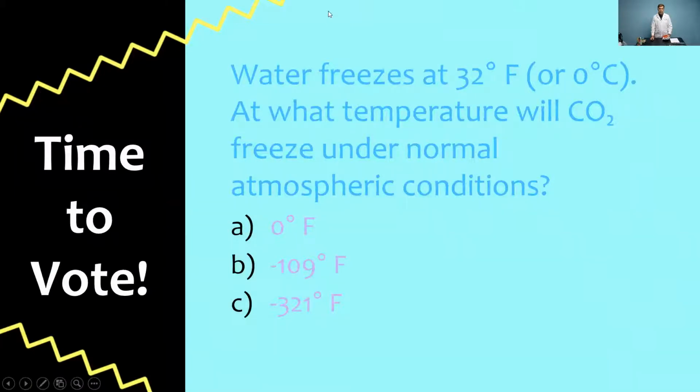So here's what we're gonna do. I'm gonna ask you another poll question. Water freezes at 32 degrees Fahrenheit. At what temperature will carbon dioxide, that's CO2, freeze under normal atmospheric conditions? And this is dry ice. Dry ice is frozen carbon dioxide. So the next poll is launching now. At what temperature will CO2 or dry ice freeze under normal atmospheric conditions? Go ahead and log your response there.